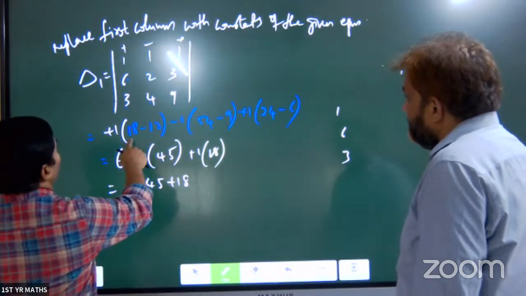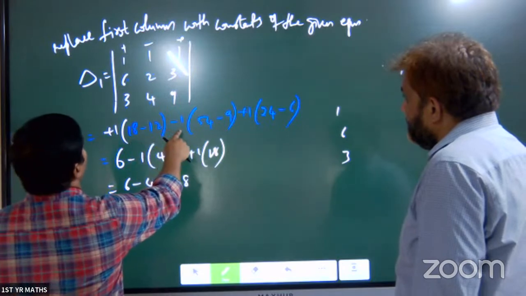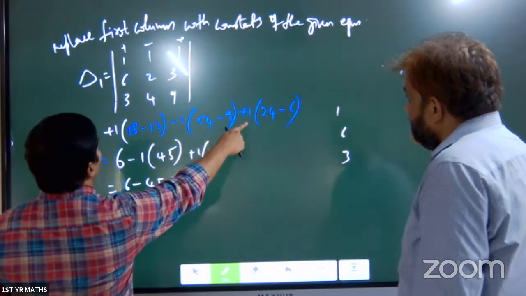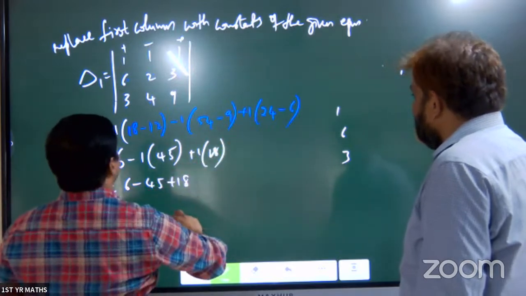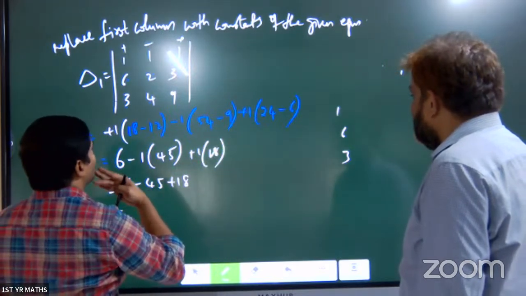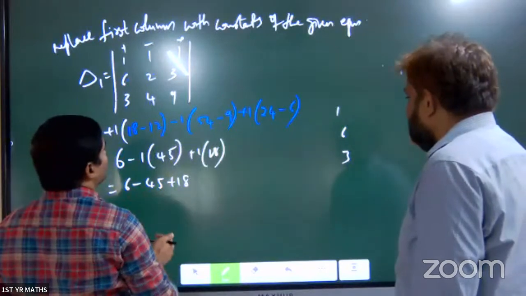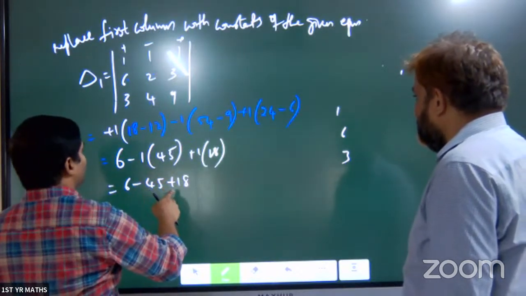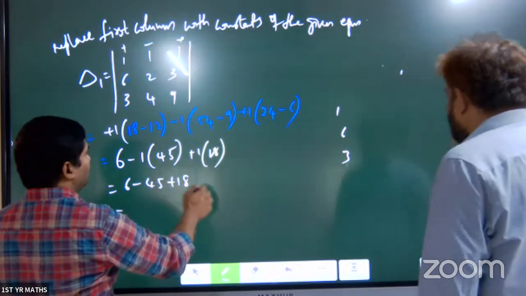Plus 1 into 9 2s are 18 minus 12, minus 1 into 9 6s are 54 minus 9, plus 1 into 24 minus 6. Six minus 45 minus 39.